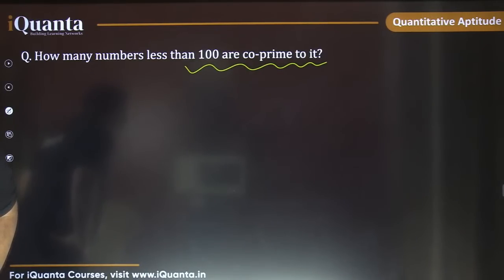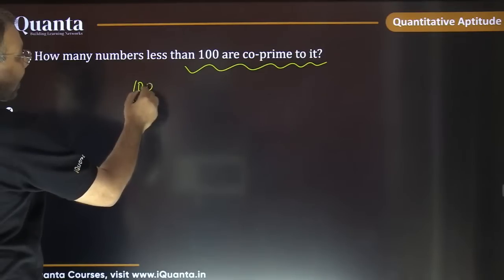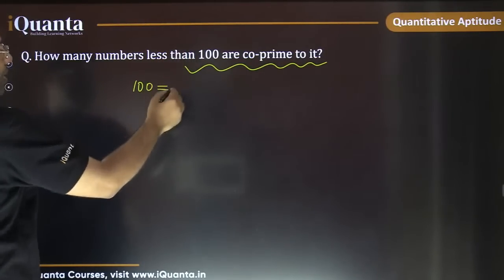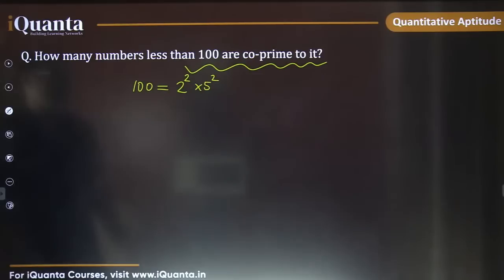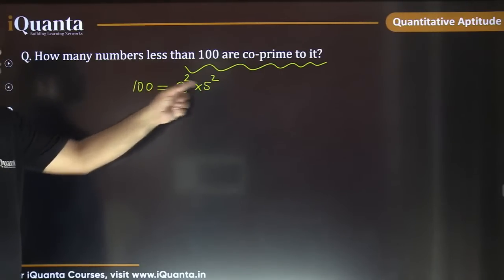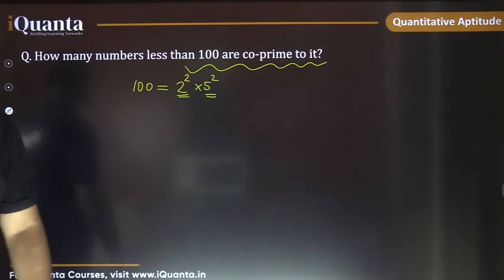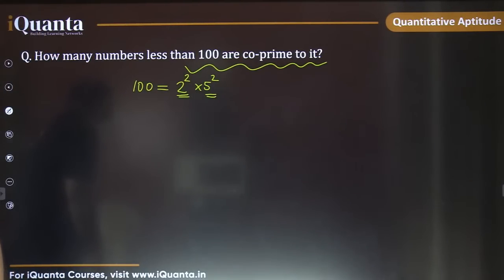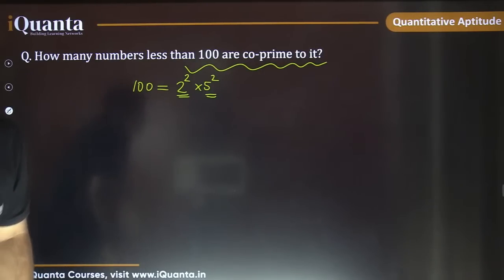Okay, Astha. The way is, first I need to see the prime factorization of this number. What are the prime factors available here? It is 2 square into 5 square. So here power is not important. I just need to see what prime factors are there in this number, right? Yes, that's true, Shaurya. Good.